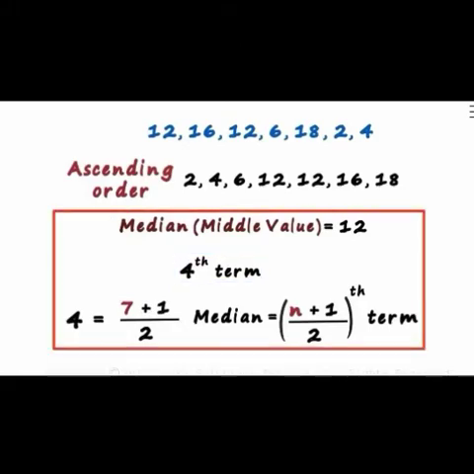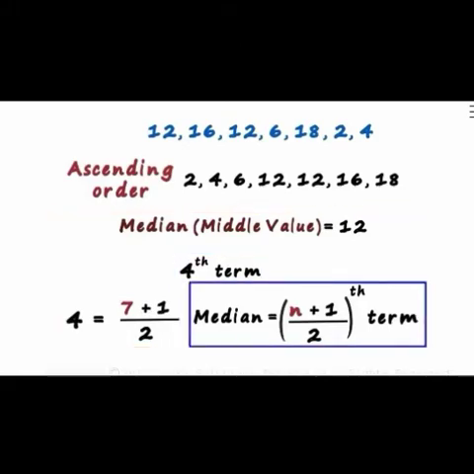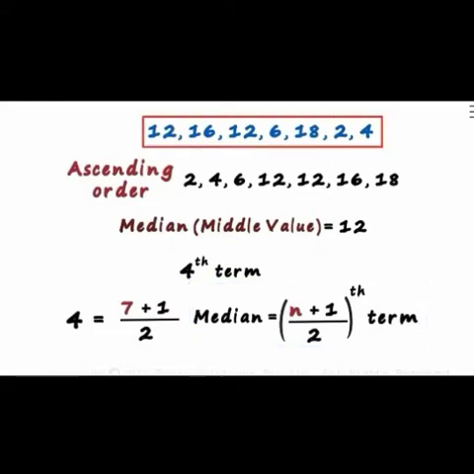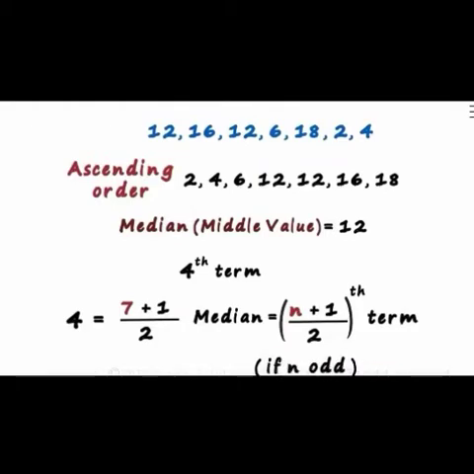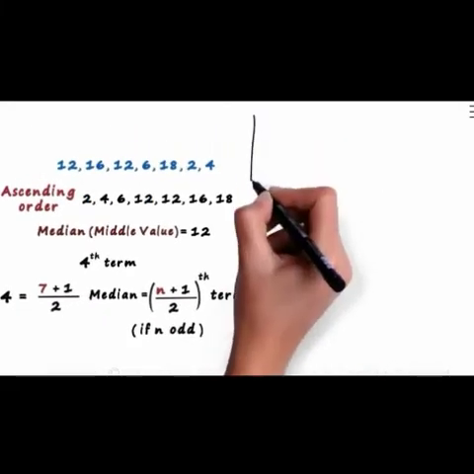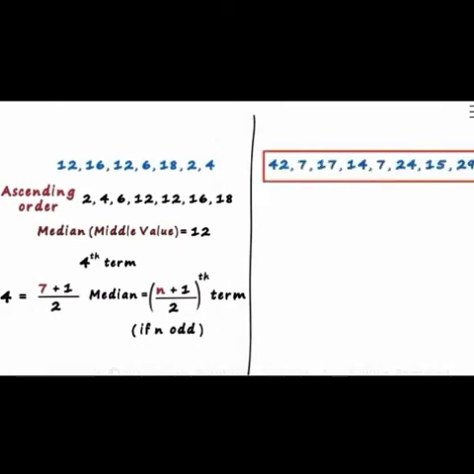Will this work for any and every set? This formula works only when the number of terms in the set is odd, meaning if n is odd. Then what happens when it's even? Look at this set. Find the median.